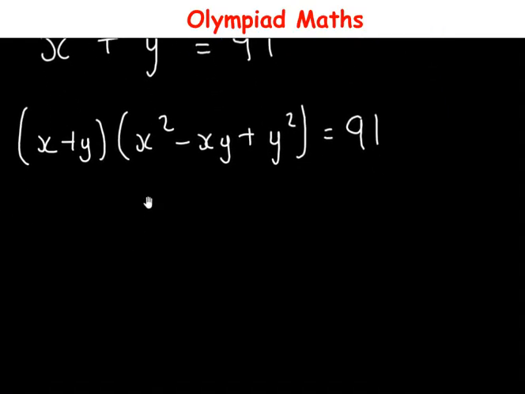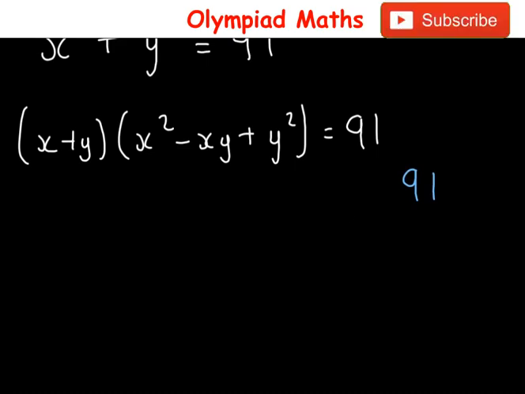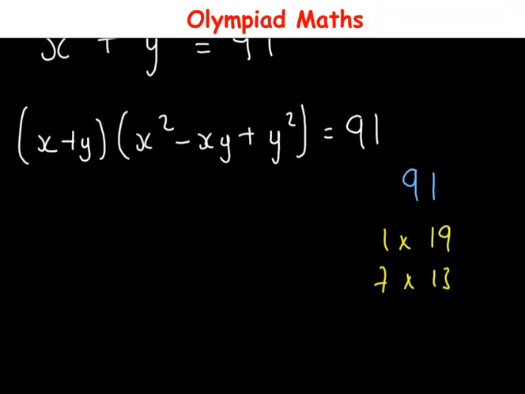So looking at 91 right here, the various factors of 91 are 1 times 91, 7 times 13, 13 times 7, and 91 times 1. So these are the factors of 91.